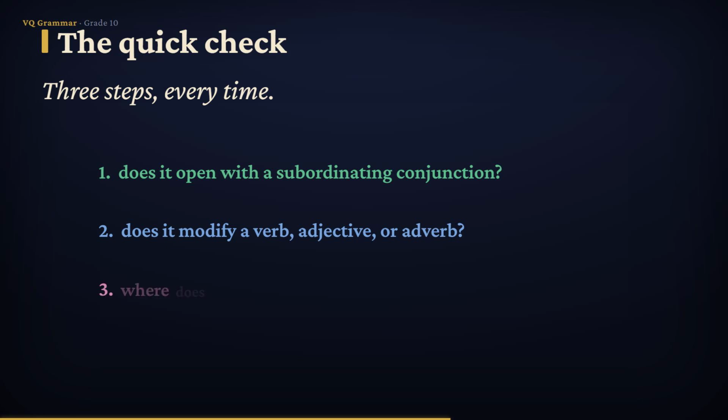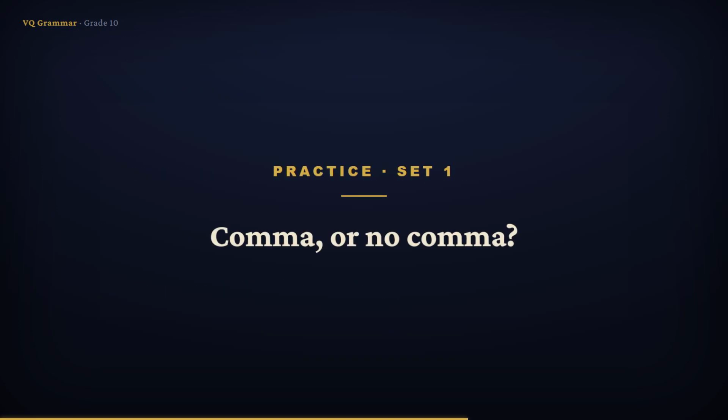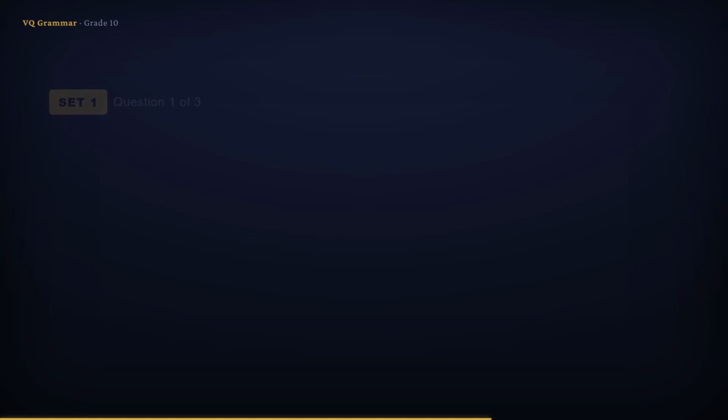Step 3. Look at where it sits in the sentence. Is it out in front or tucked at the back? Front means you need a comma. Back usually means you don't. Let's put that to work. In this first set, every sentence already contains an adverb clause. Your job is the punctuation. Look at where the clause is sitting, leading the sentence or trailing at the end, and decide whether a comma belongs. Pause the video and choose before I reveal each answer.